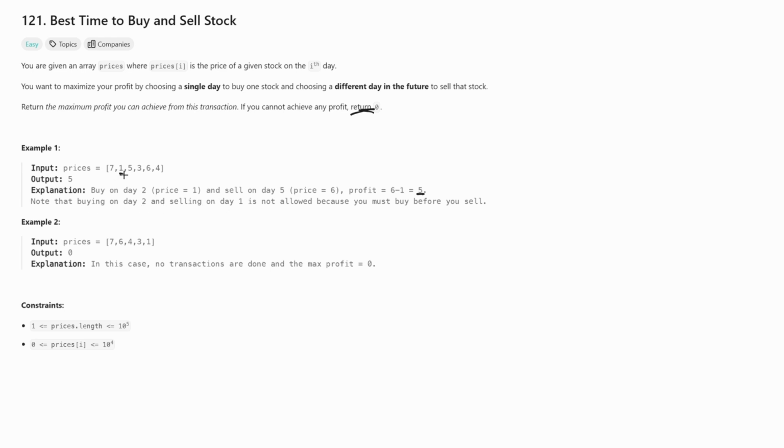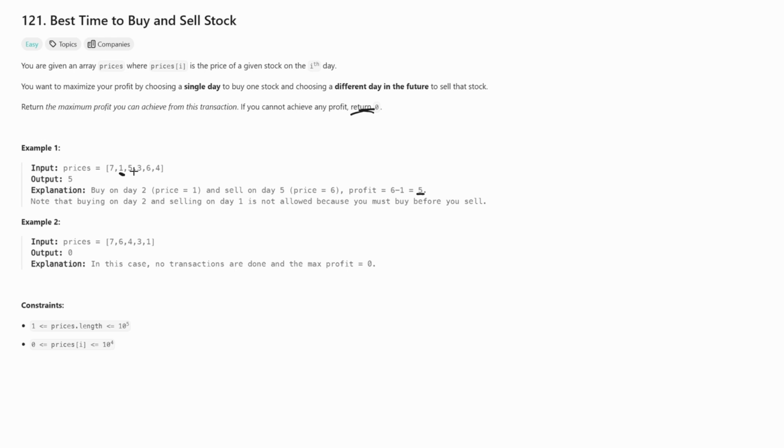So let's say if we were to buy on day 2 where the price is 1, we cannot sell on a previous day, so we can only sell in the future. So all the subsequent values after this day 2 we can sell from, but we cannot sell on a day that's prior to that. I wish we could do that in real life, but that's not how that works. So if you were to buy on a given day, you can only sell on subsequent days.